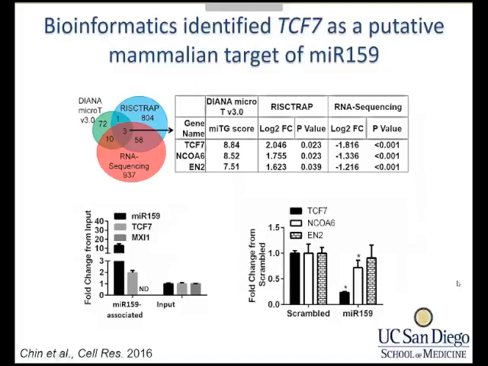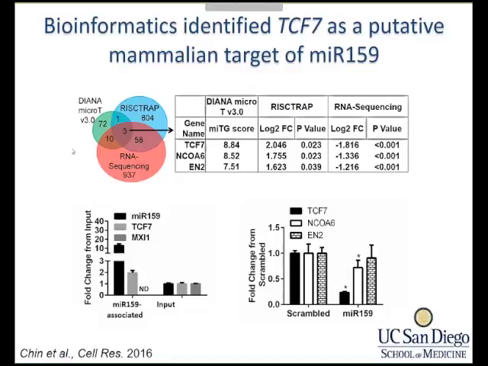The first one is the DIANA-microT version 3. This is an online software that predicts the potential mammalian targets for any sequence, any microRNAs from any species.